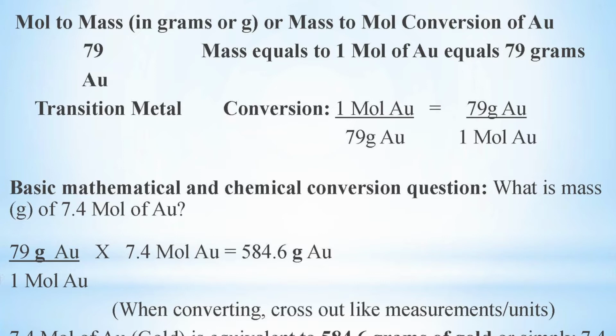So if you actually cross multiplied, this will equal 1. So a basic mathematical and chemical conversion question would be, what is the mass or grams of 7.4 moles of gold?